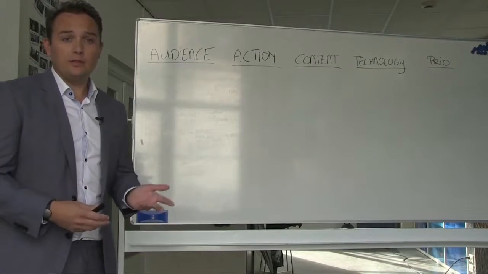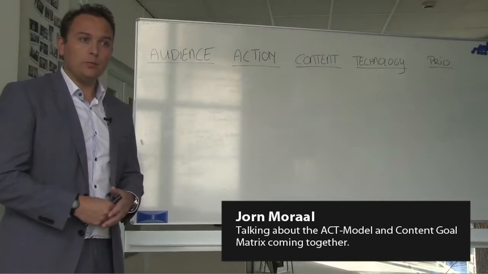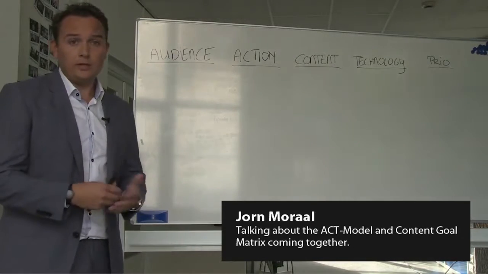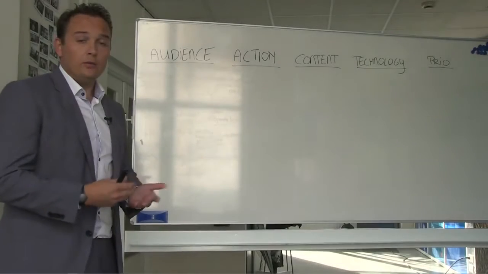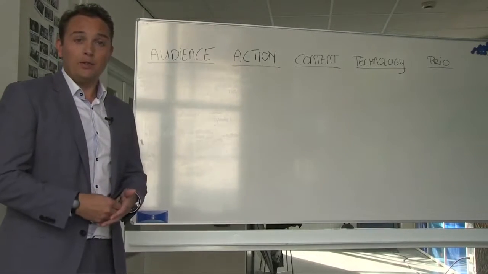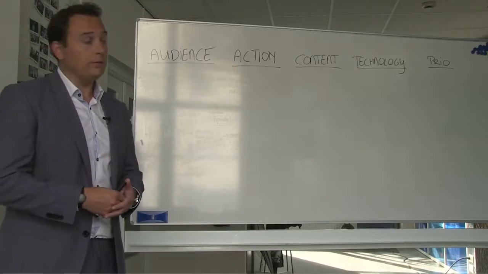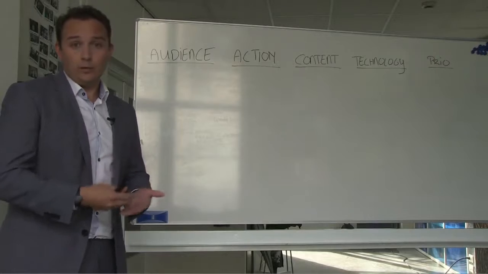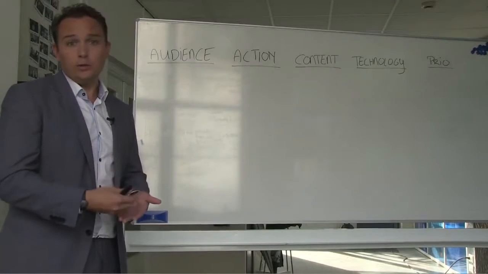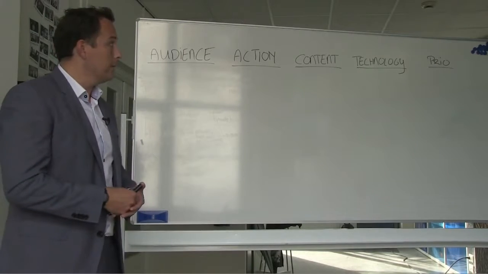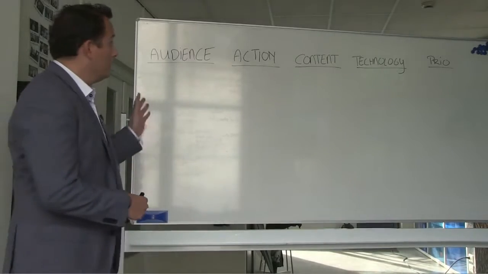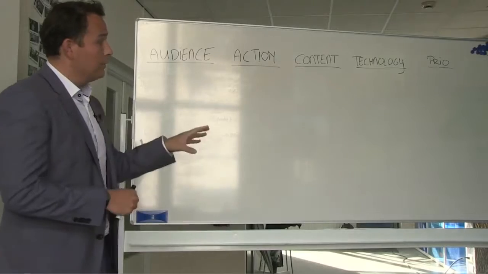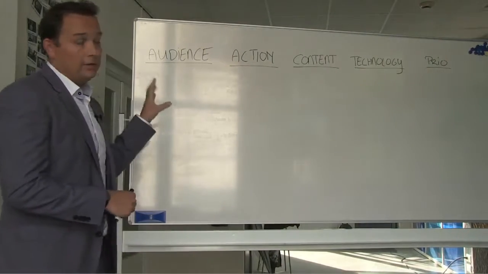So thus far we've discussed the ACT model, which is more a theoretical model for setting up a content strategy. But what we want to do is incorporate the ACT model into a content goal matrix, which is a more applicable model to select your content, create your content for the right audience, for the right goals, etc. So what I've done here on this whiteboard is I've combined those two models, and you can see some of the elements of each model are represented in these columns.